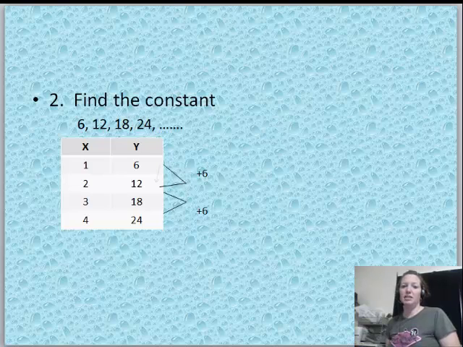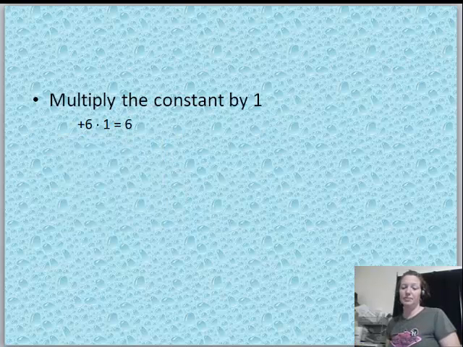Now, finding the constant means what's it changing by each time? So from 6 to 12, 12 to 18, 18 to 24, well, it's going up plus 6. Now, make sure that you list it as a positive 6, or if I needed to, a negative number if it needed to be negative. All right, on the next page, multiply the constant by 1. So my constant was positive 6 times 1, and I get 6.